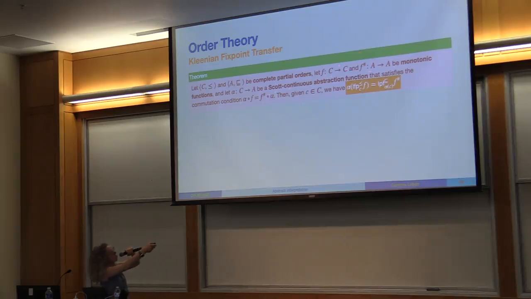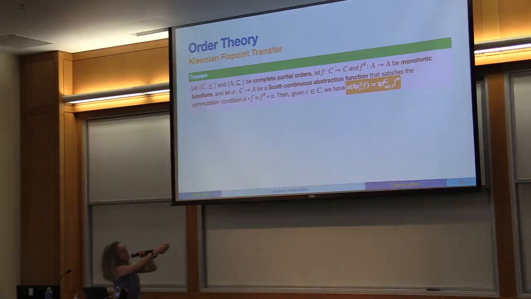We need monotonic functions between them. And we need an abstraction function. We don't necessarily need a concretization function. We need at least an abstraction function. And we need this one to be a Scott continuous abstraction function. And we also need to satisfy this commutation condition, we call it. So essentially, whenever we take the first function in the first posit and apply the abstraction, it's the same thing as doing the abstraction first and then applying the second function.